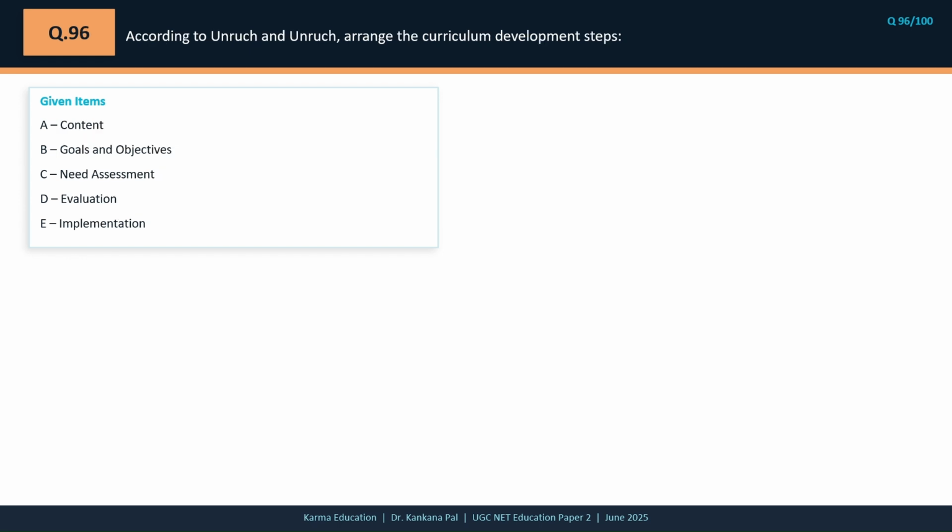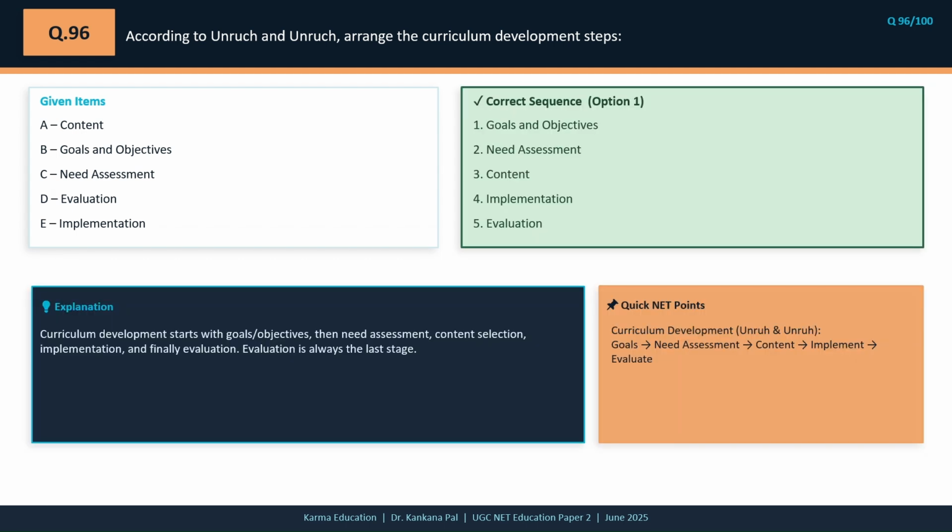Question number 96. According to Unruh and Unruh, arrange the curriculum development steps. A. Content. B. Goals and objectives. C. Need assessment. D. Evaluation. E. Implementation. The correct sequence is B. Goals and objectives. C. Need assessment.